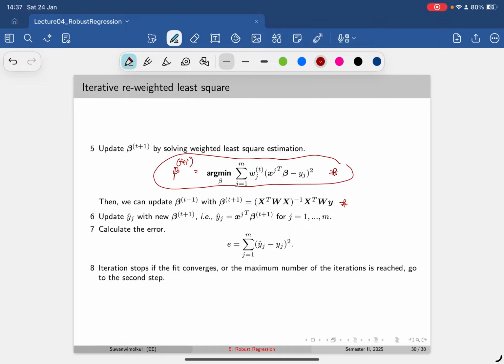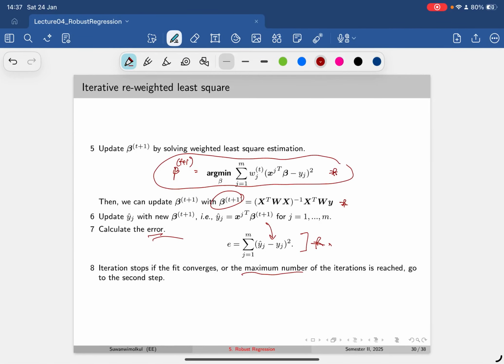After you have your new beta, you use that new beta to recompute your error, or your residual, again. And this procedure should stop once it reaches the maximum number of iterations, or if your residual goes close to 0, or maybe you could set up a threshold to say when to stop.